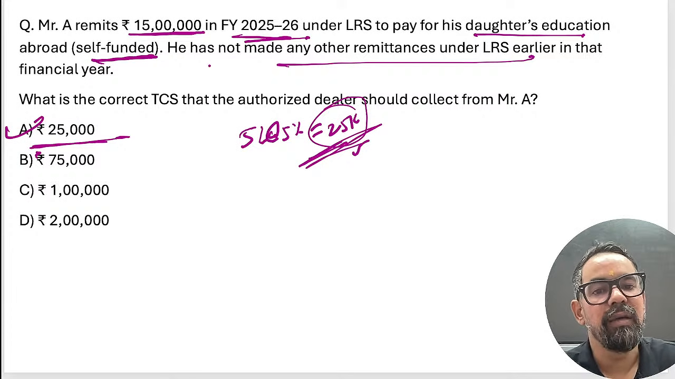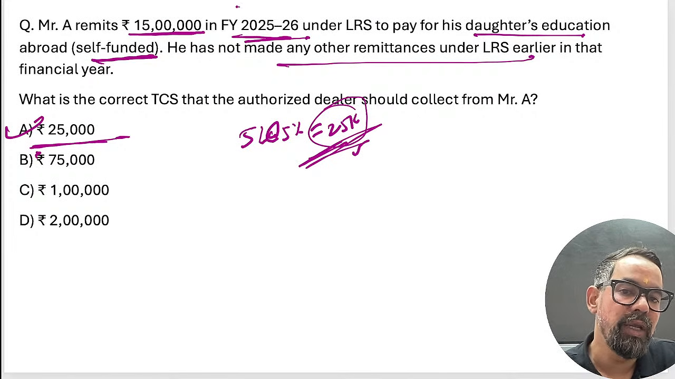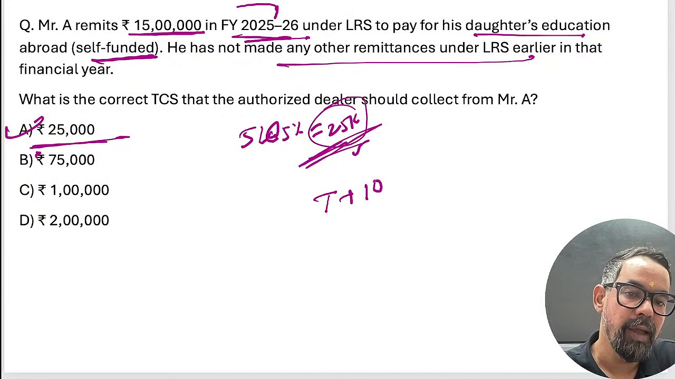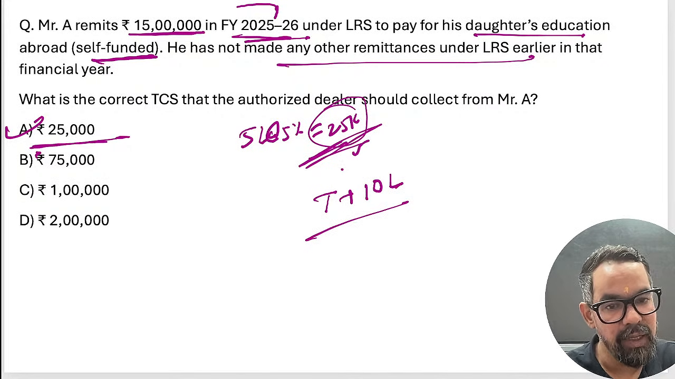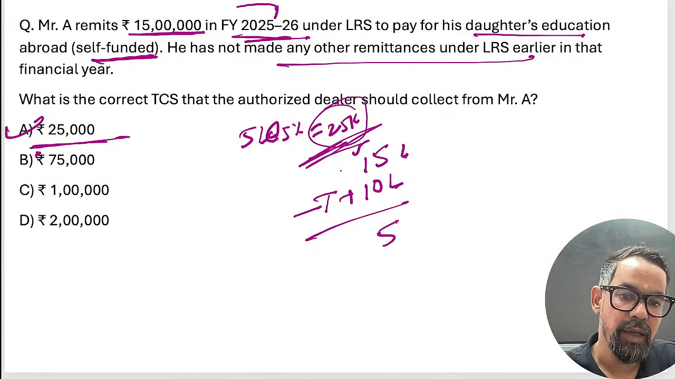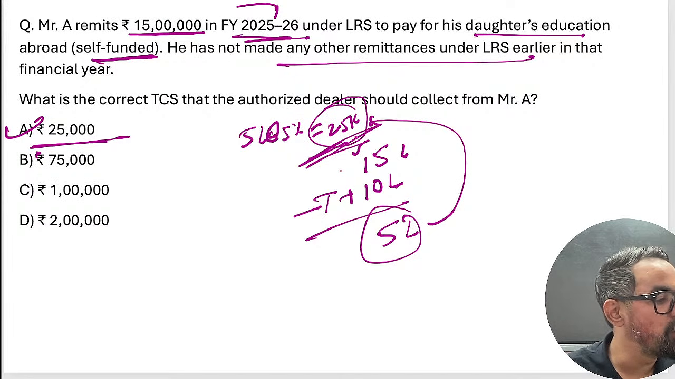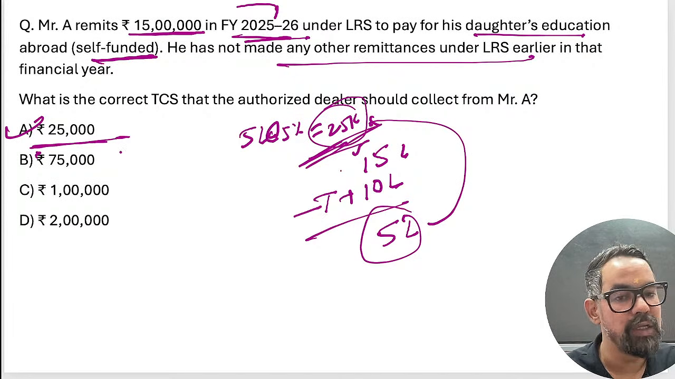So it is basically 25-26. So what was the rule at that time? That the threshold is 10 lakh. So means 15 lakh minus 10 lakh, so it is 5 lakh. So 5% of 5 lakh is equal to 25,000. So A will be the right answer.